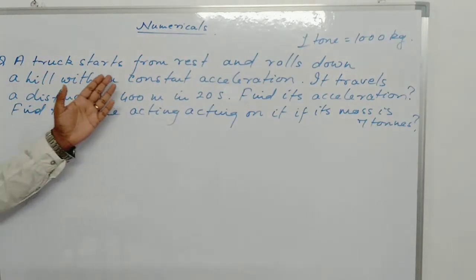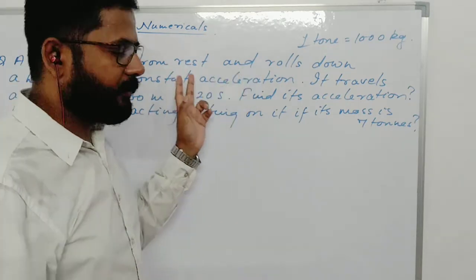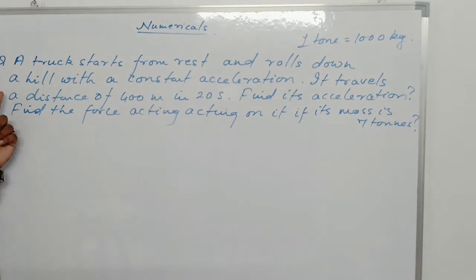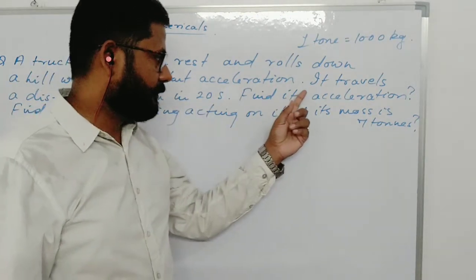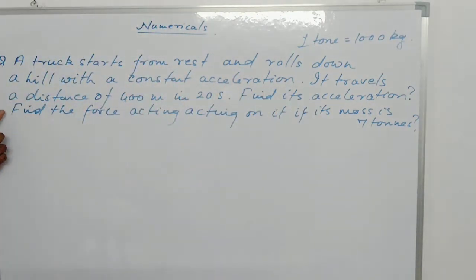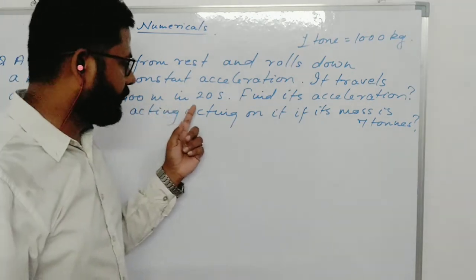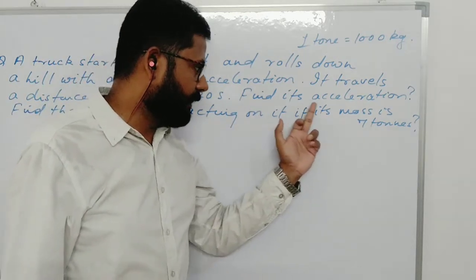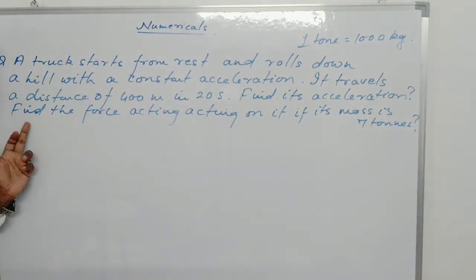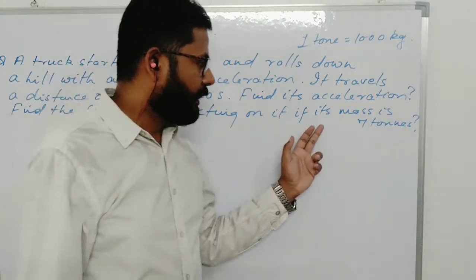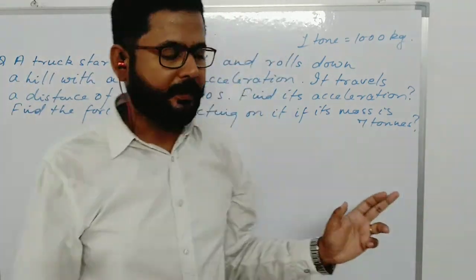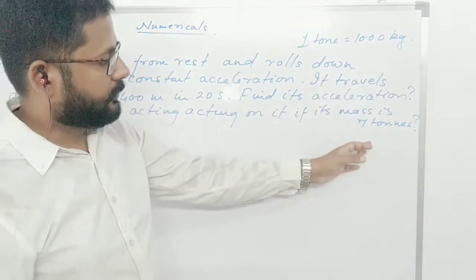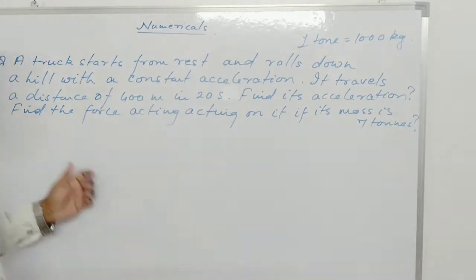Now come to this question. A truck starts from rest. Start from rest means the initial velocity is 0. It rolls down a hill with a constant acceleration. It travels a distance of 400 meter in 20 seconds. The first thing it asks is to find its acceleration, and the second is to find the force acting on it if its mass is 7 tons. So 1 ton is equal to 1000 kg. We will convert this into SI units.